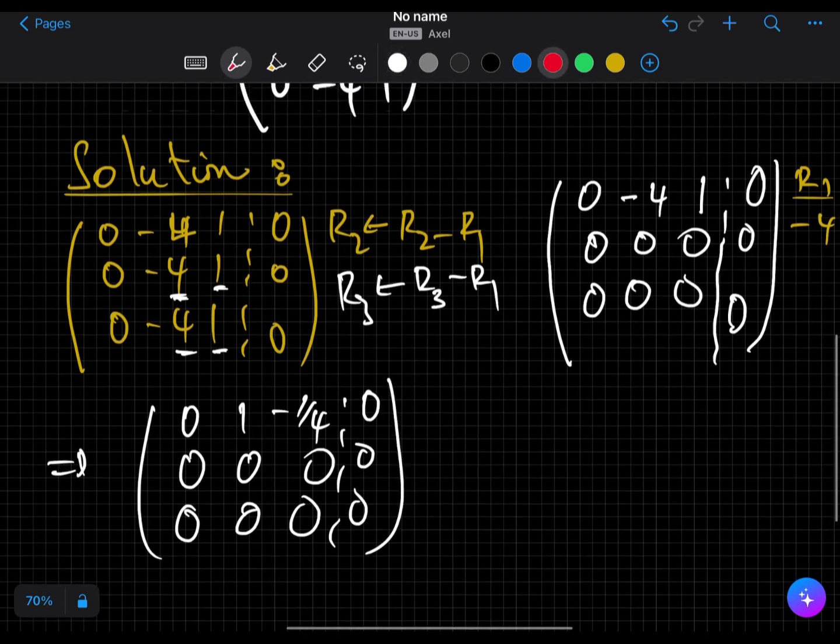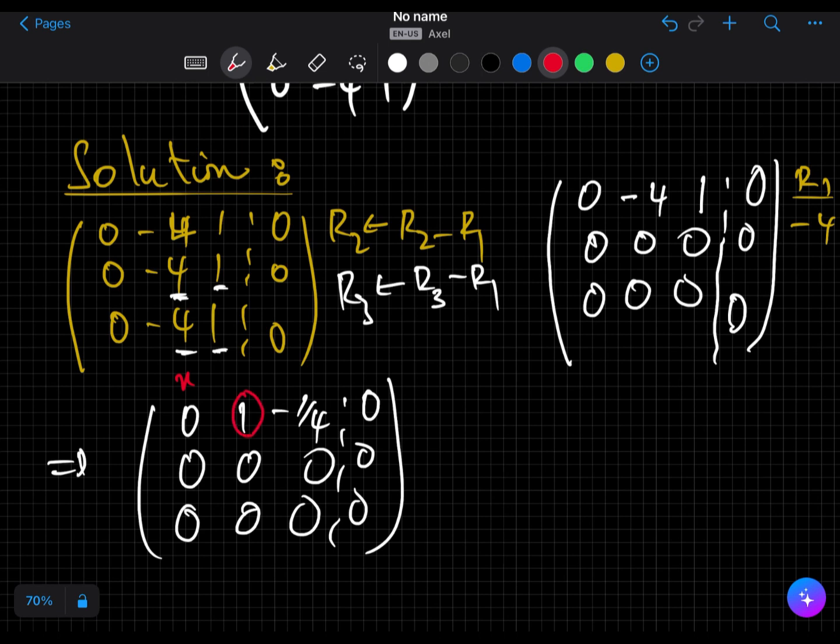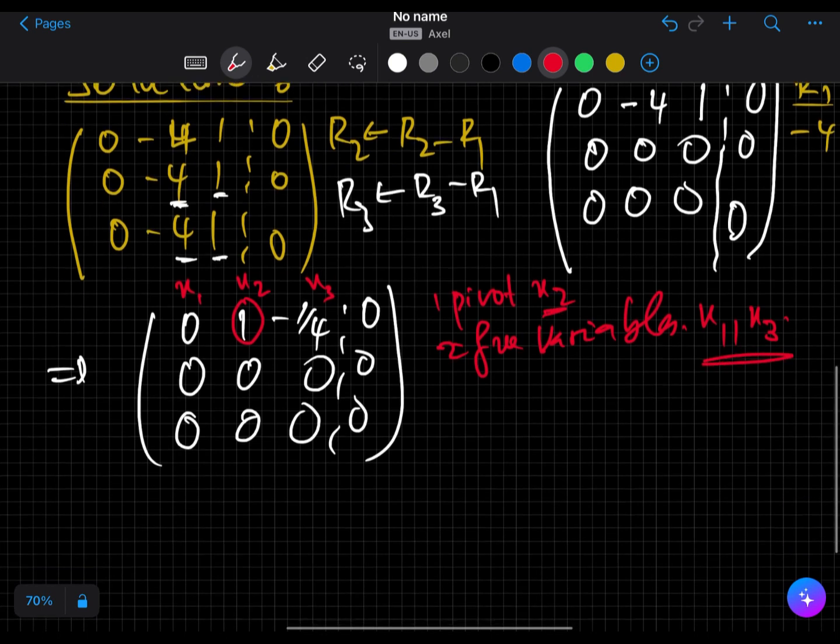Right. So from here, you can see that you have this pivot. You have x1, x2, x3. You have one pivot, which is variable x2, and you have two free variables, which are x1 and x3. So these are free variables, and x2 is the fixed variable.